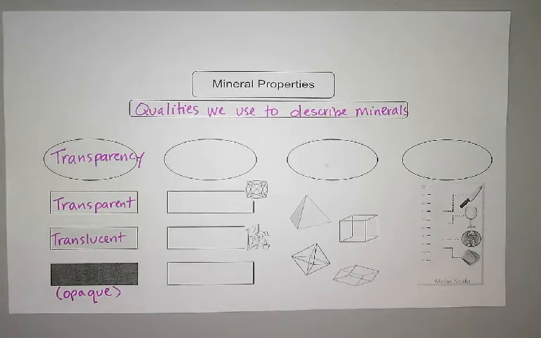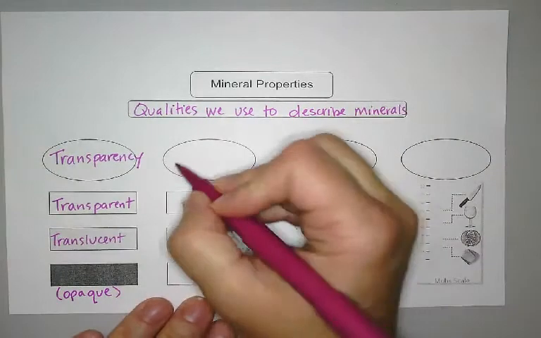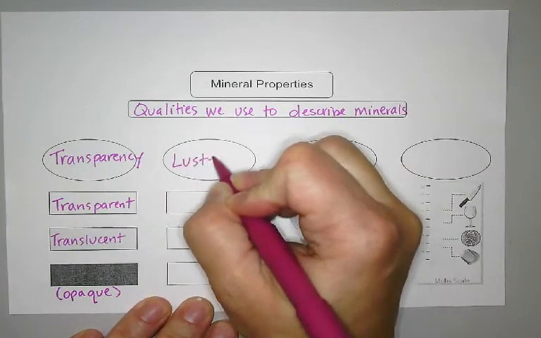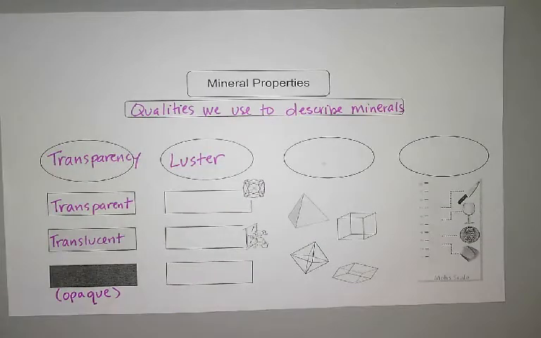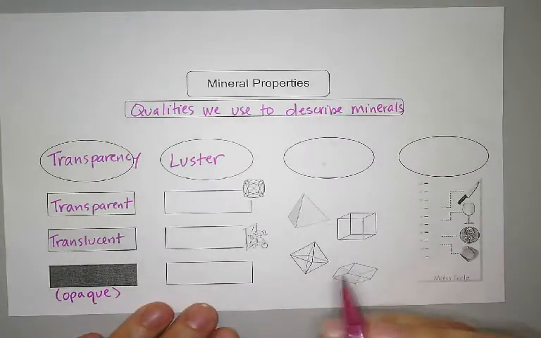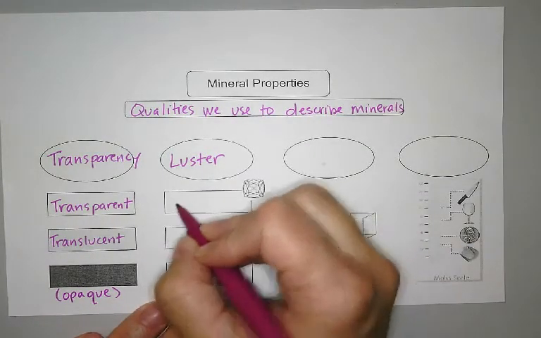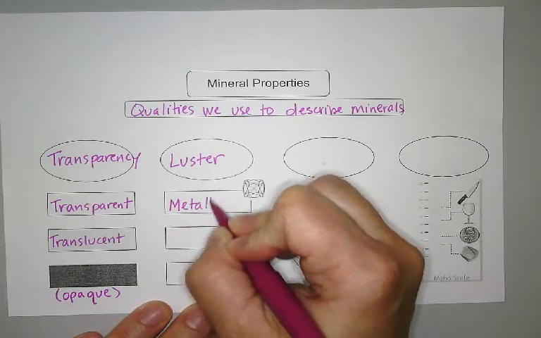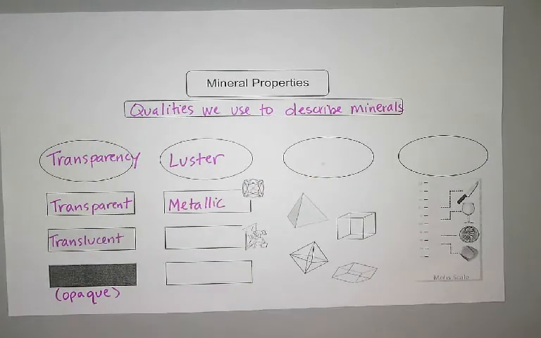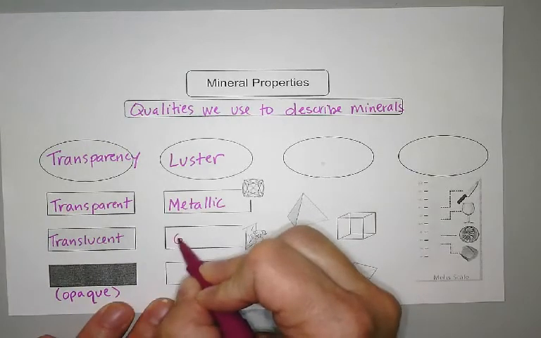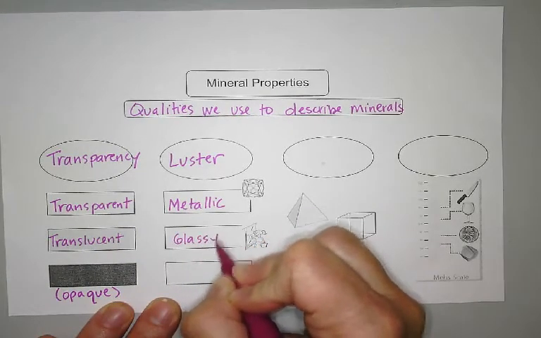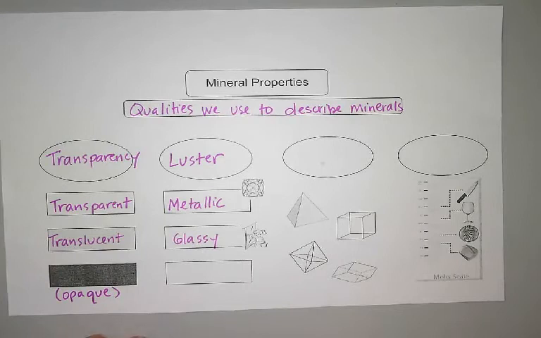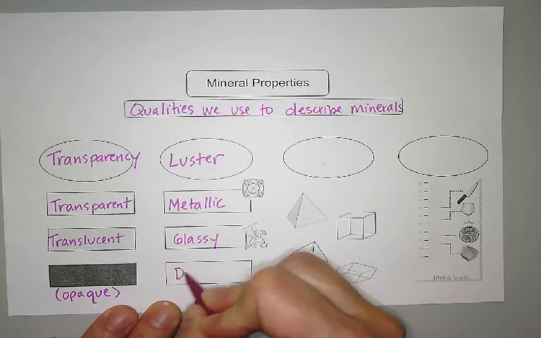All right, the next one has to do with how shiny it is, and we call that the luster. And it's really about how light reflects off of it. So if it is extremely shiny and sparkly, it almost looks like glitter in the sunshine, we call it metallic. If it definitely shines, but is maybe not quite as shiny as metallic, we call it glassy. And if there is no shine to it at all, we call it dull.